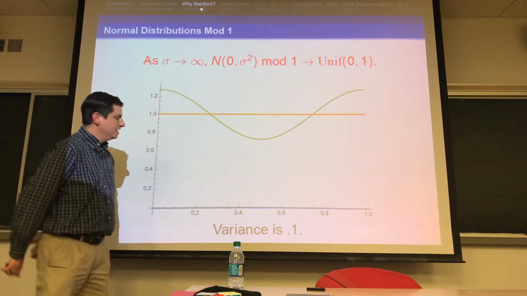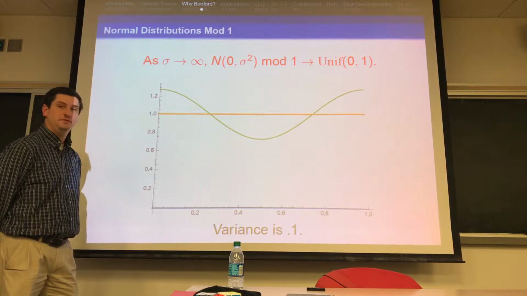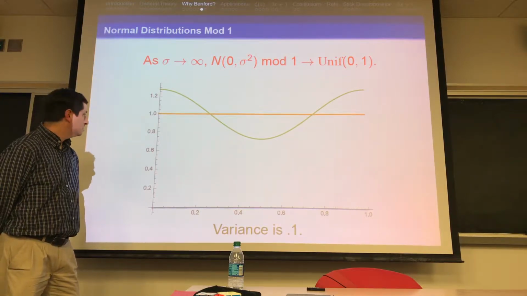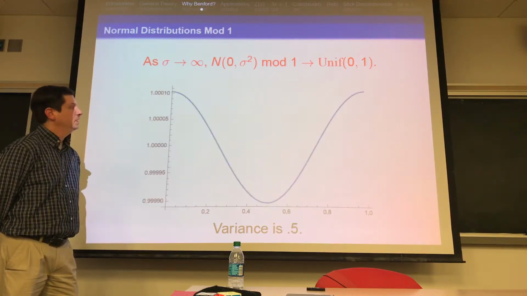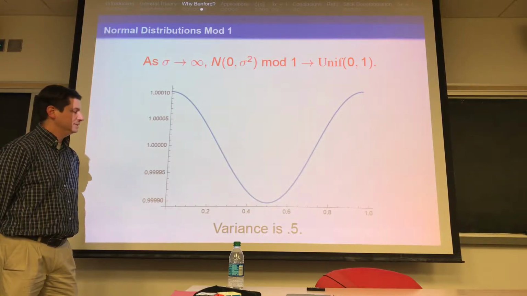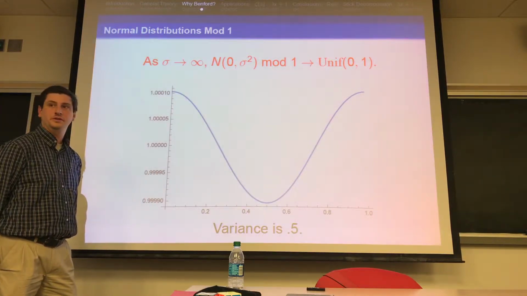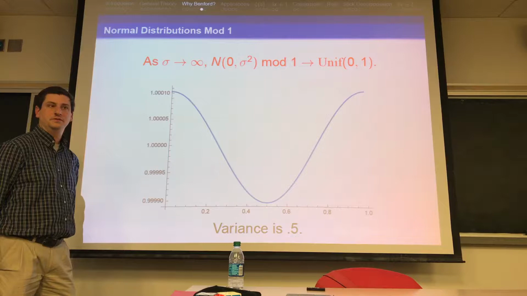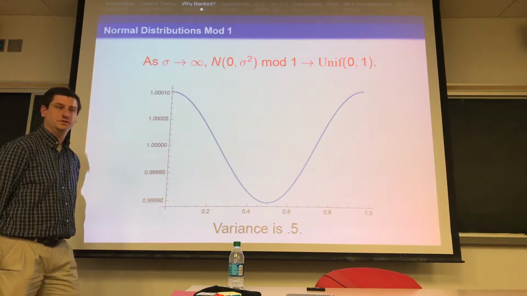Now let's increase the variance to 0.1. It's closer to the uniform. Let's increase it a little bit more. Oh, yeah, it's no longer so good. What went wrong?